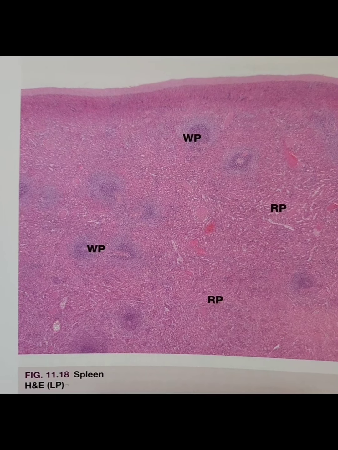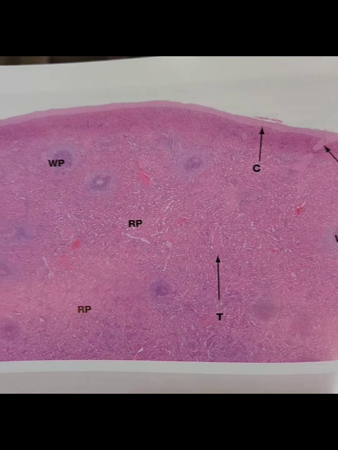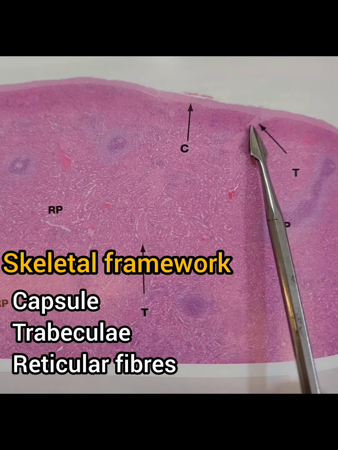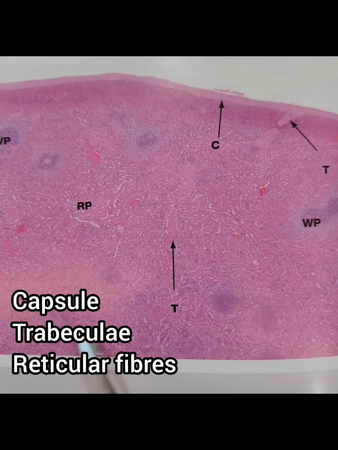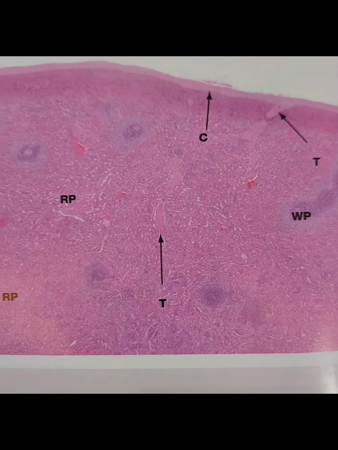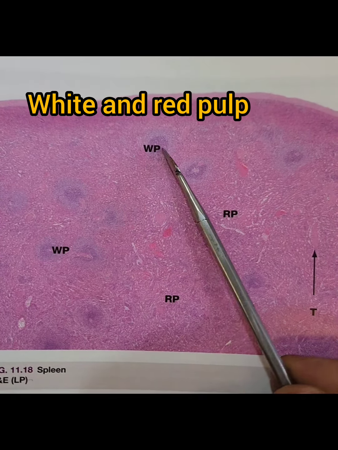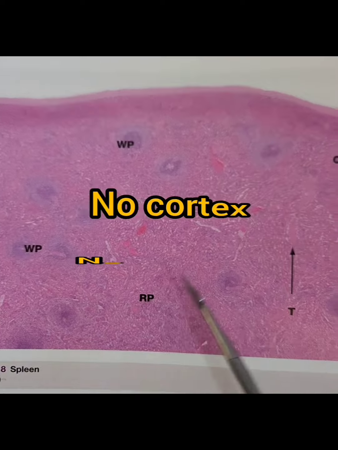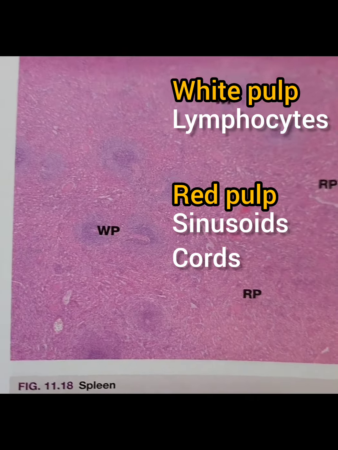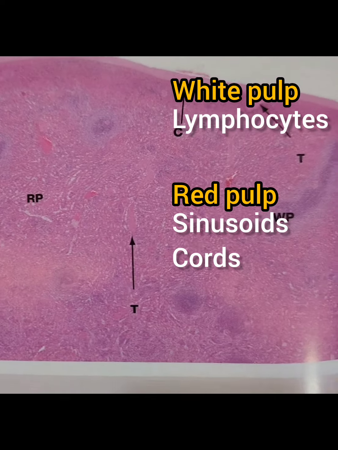This is a histological section of spleen stained with H&E. The skeleton of the spleen is made up of capsule and trabeculae, and the central part is made up of a meshwork of reticular fibers, which are not seen in H&E. The parenchyma of the spleen is divided into white pulp and red pulp. White pulp shows lymphatic aggregation. In the red pulp, it shows splenic sinusoids and cords.